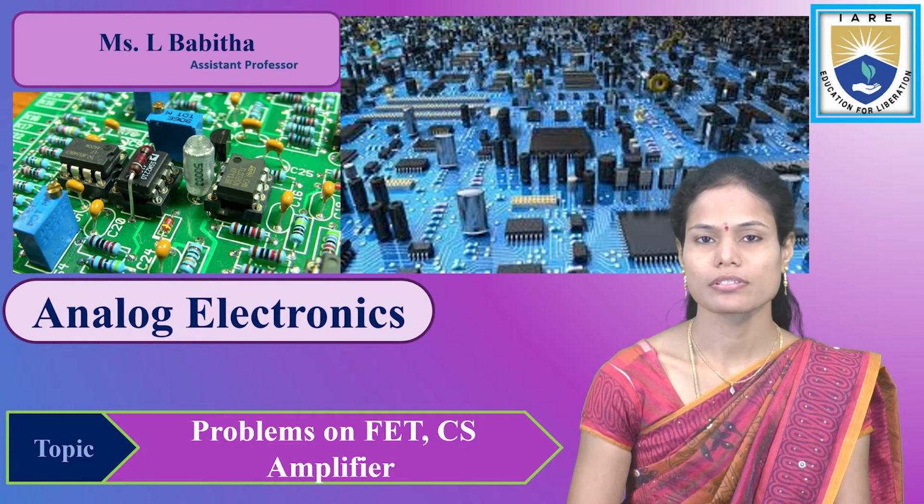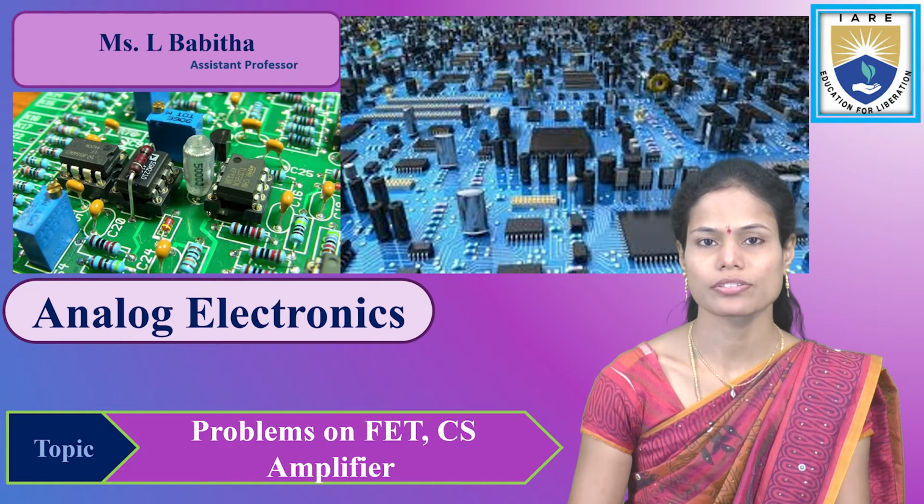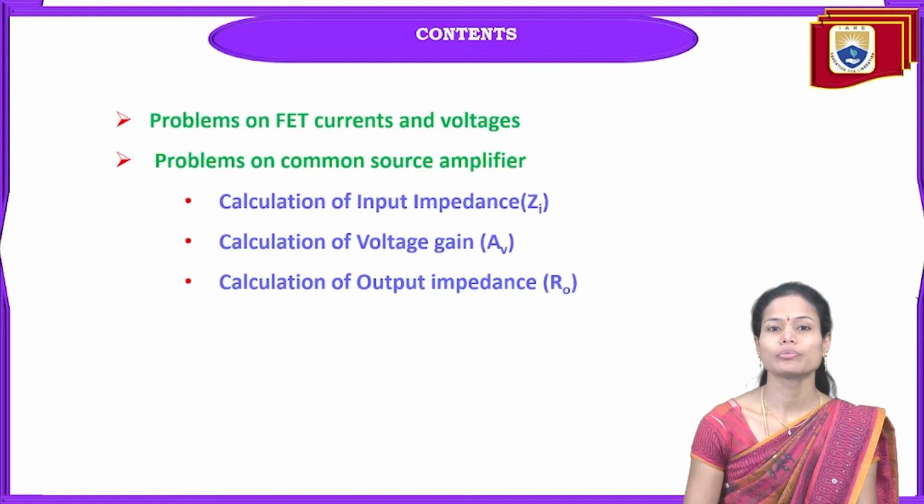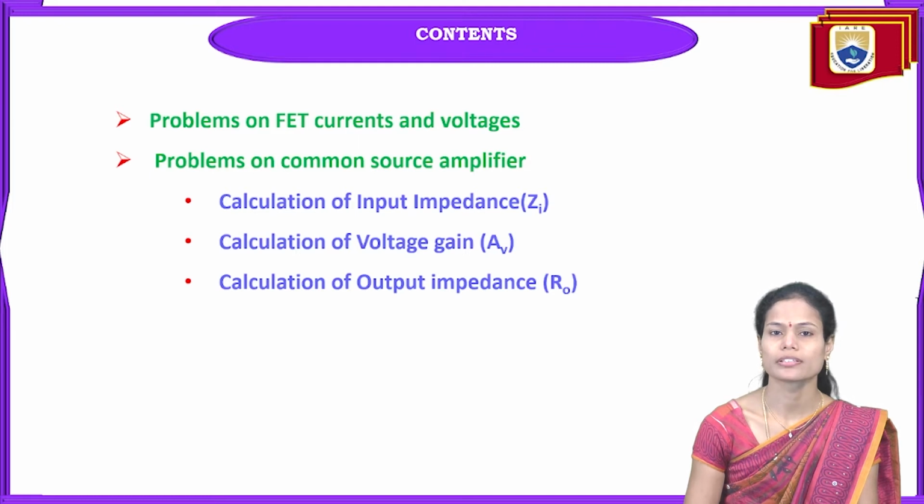In this session, I am going to discuss problems related to the field effect transistor as well as the common source amplifier. We are going to discuss the problems related to finding the currents as well as voltages related to the field effect transistor, and also the problems of the common source amplifier, which is one of the configurations of the FET transistor. We are going to calculate the input impedance, output impedance, as well as voltage gain of the common source amplifier. Along with this, we may also calculate the overall voltage gain of the given circuit.